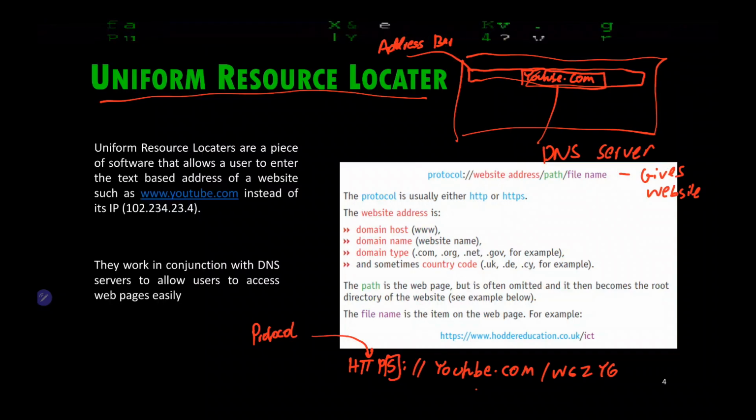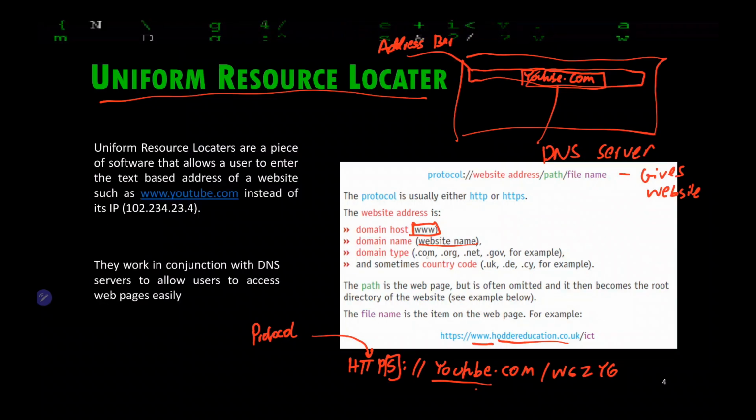Then you have the domain host, which usually is www, and you might not see it often in addresses because it gets hidden, but it is always there. And then you have the website name. In our case, it's YouTube. Over here, it's Hotter Education.